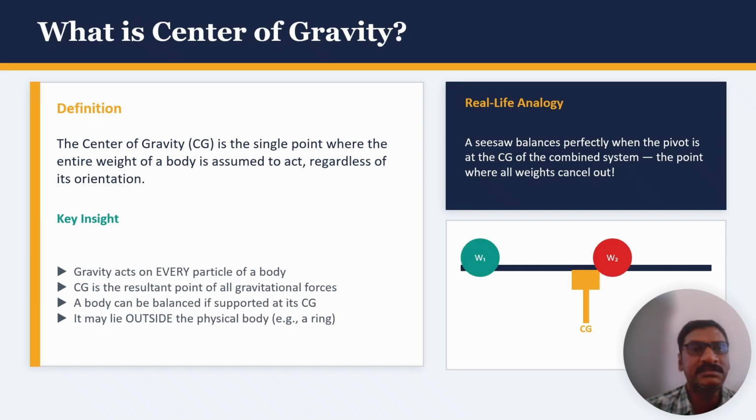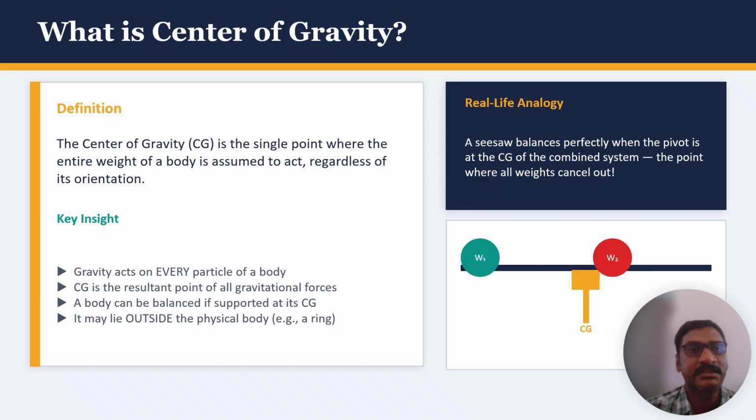Property one is, if you support a body exactly at its center of gravity, the body will be in perfect equilibrium. It will be balanced in any orientation you place it. This is because the weight has no net moment about the center of gravity, so there is no tendency to rotate.